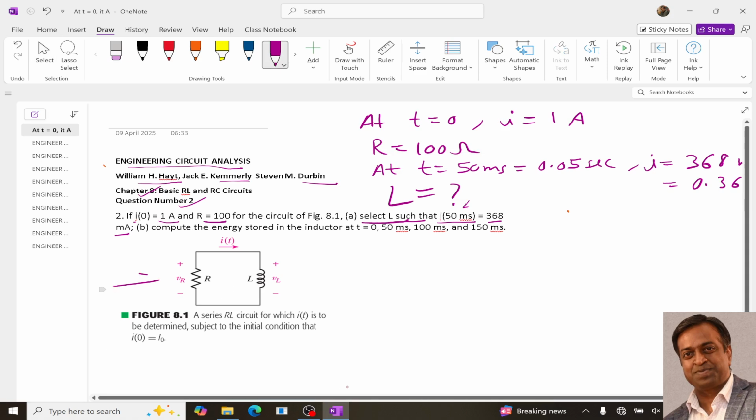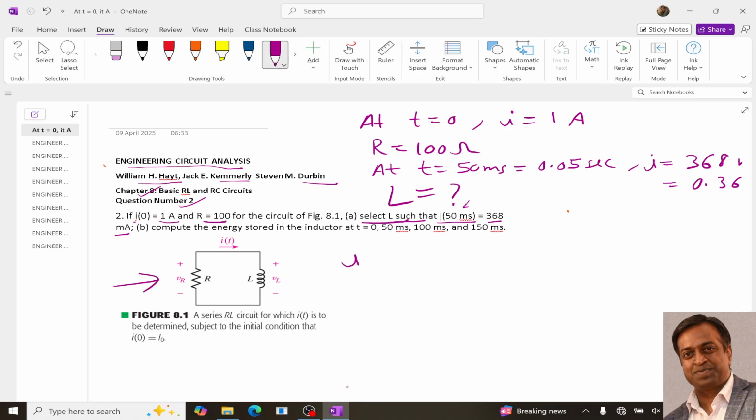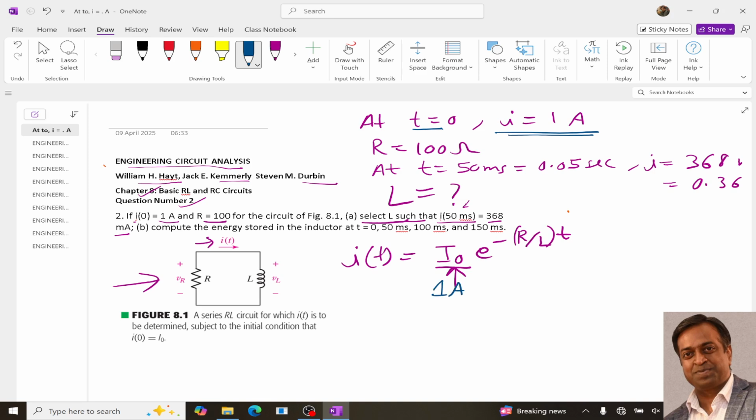Now for this type of circuit where we have only R and L, we know that the current i(t) is defined as i(t) equals I naught e to the power minus R by L t. Here I naught is the initial current, the current at t equals 0, and it is given in the question as 1 ampere. So simply we substitute I naught as 1 ampere and remove it.